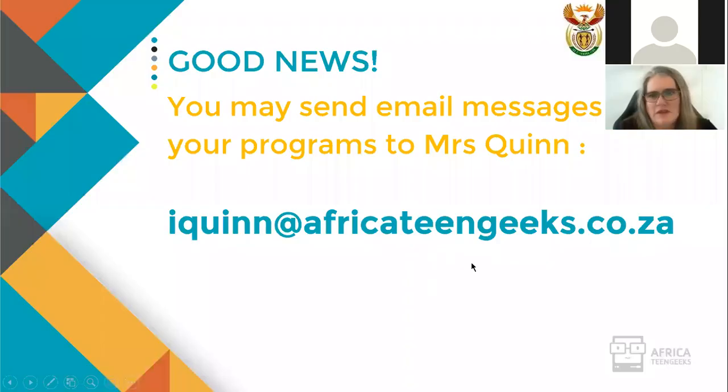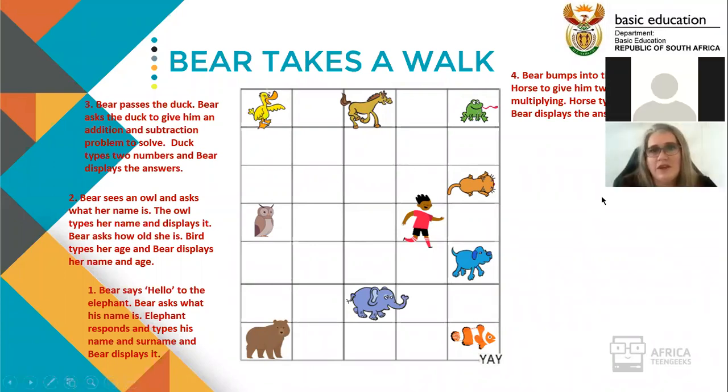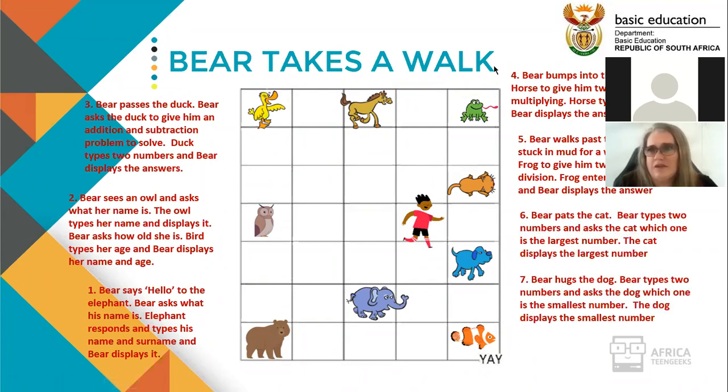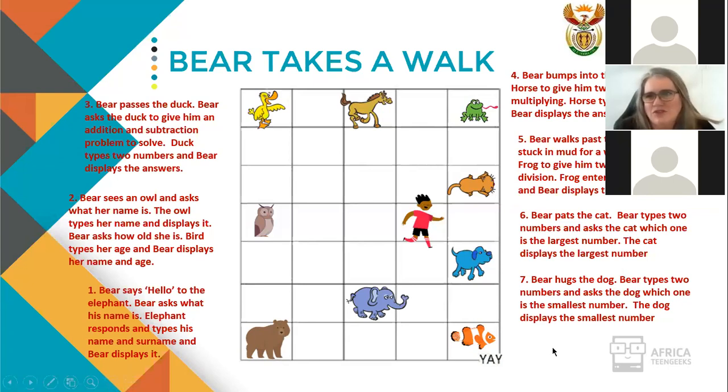Right, so let's move on. What we're going to do today. There's my email address, iquin@africateengeeks.co.za. Today, we've done everything up to the duck, we've done the horse, doing the multiplying, and now we're going to finish up frog and then go on to cat and dog. Hadia raised her hand with a quick question: what about the fish? Yes, that's right at the end, that'll be Friday. We must finish up with frog first before we can do the cat and the dog.